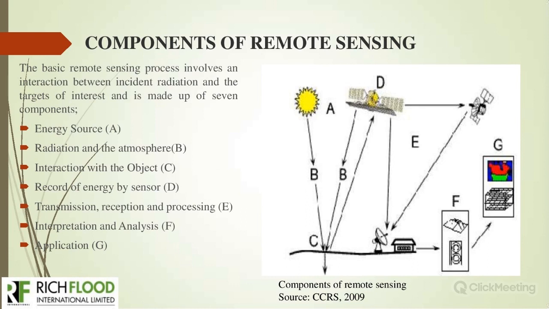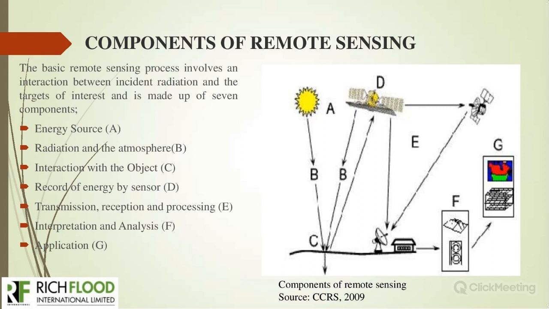These are the objects that this electromagnetic energy interacts with when it gets to the Earth's surface, and also the record of energy by the sensor, which is actually the different remote sensing platform, which actually records the electromagnetic energy from objects on the Earth's surface. And we're going to progress. We are going to look at and know what these different sensors represent and how to classify them.